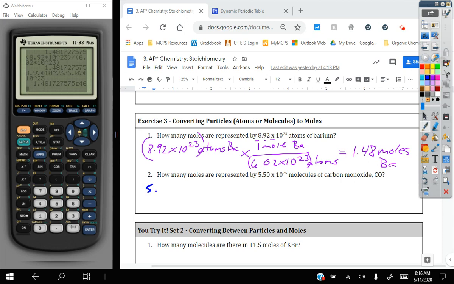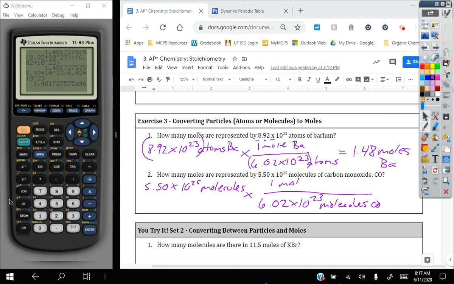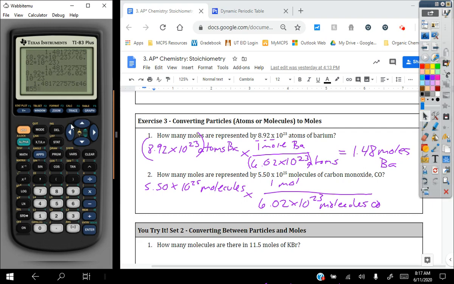All right. So 5.50 times 10 to the 25th molecules. Same setup as this one. Again, just because it says molecules doesn't change anything. We want 6.02 times 10 to the 23rd molecules of CO on the bottom, 1 mole on top, and again in parentheses 5.50 times 10 to the 25th divided by 6.02 times 10 to the 23rd.